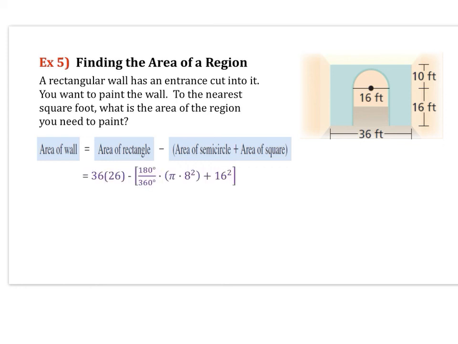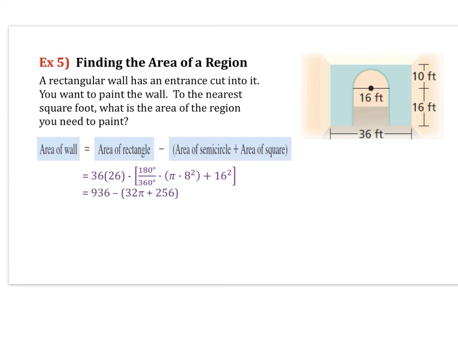So let's plug in all our values that we know. So area of a rectangle would be 36 by 10 plus 16, so a full 26. That's this part of the formula. Subtracting, and then area of the semicircle would be 180, the half circle degrees out of 360 total, times pi r squared. Remember, this is to find the area of a sector. We're trying to find the area of this entire region right here, a half circle. And our radius we know is 8 because the diameter is 16, so half of 16 is 8, plus the area of the square, which is 16 squared. So 16 times 16. So this little region right here is what we're figuring out there at the end.